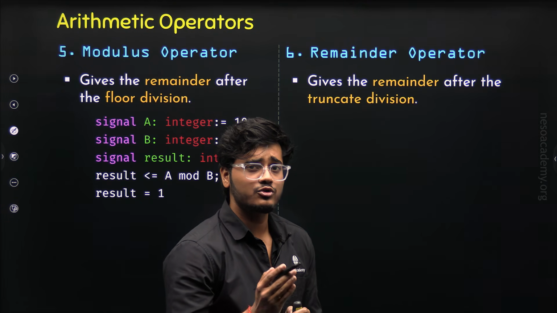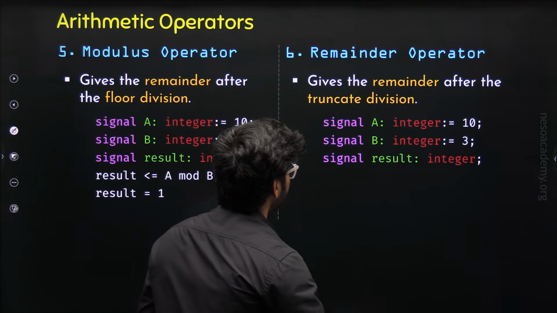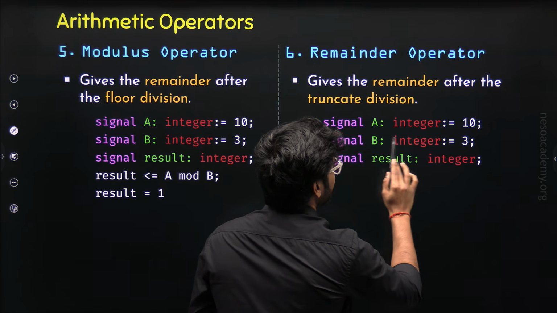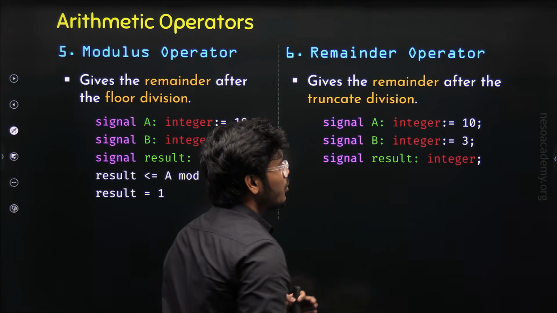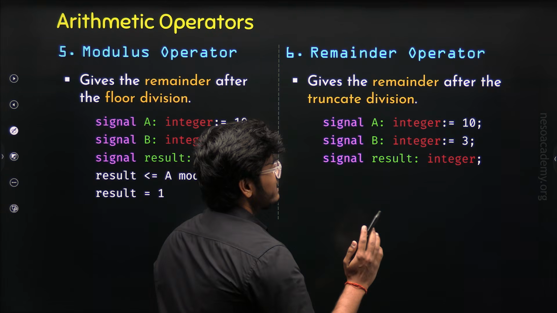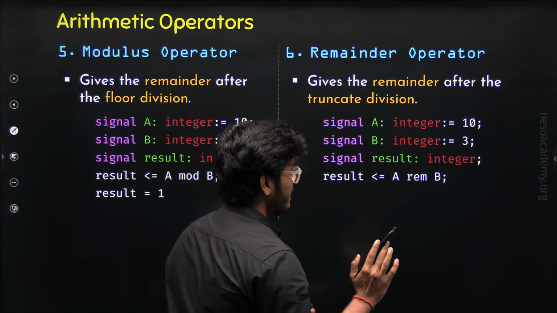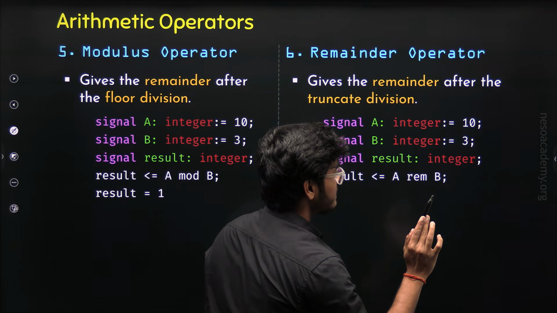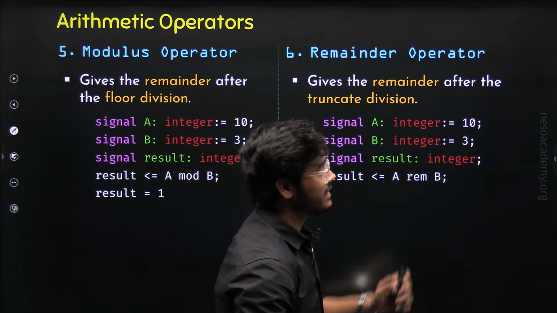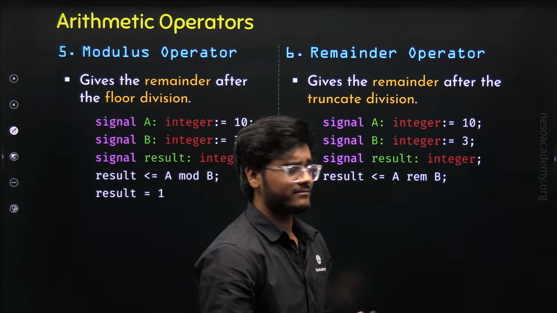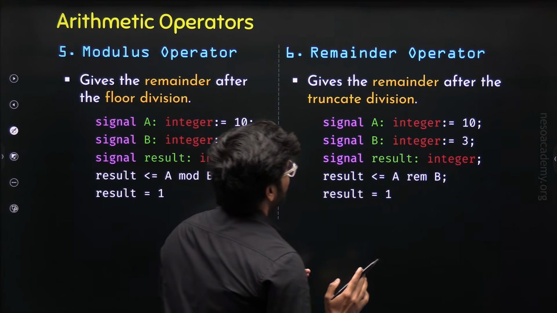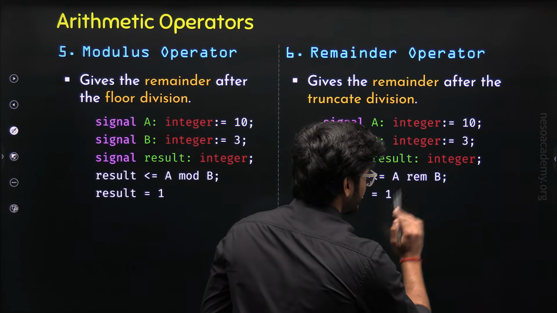First, let's understand how to use the keyword rem. For that, I am taking two signals A and B, A as integer 10, B as integer 3. Signal result will store the remainder after the division, which is of an integer data type. Here I am assigning A rem B and storing the output inside this signal named result. Now when we divide 10 by 3, what will be the remainder? 1. Therefore, this signal result will have the value 1. So I hope it is clear how to use the rem keyword.